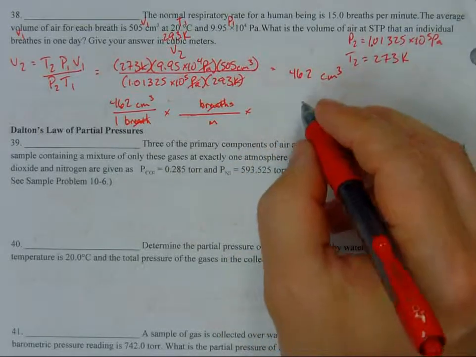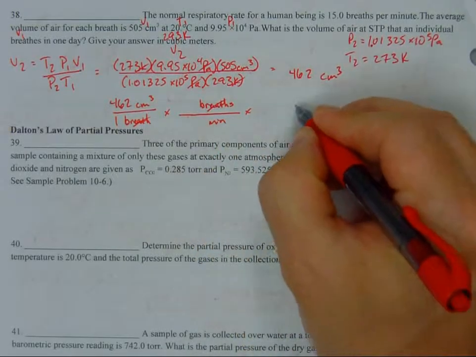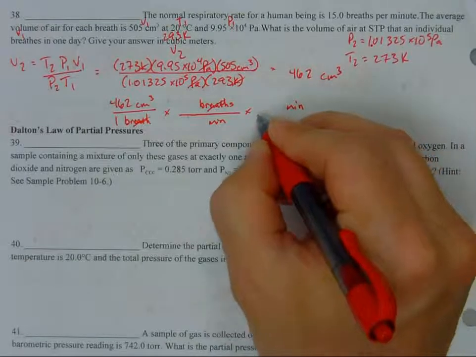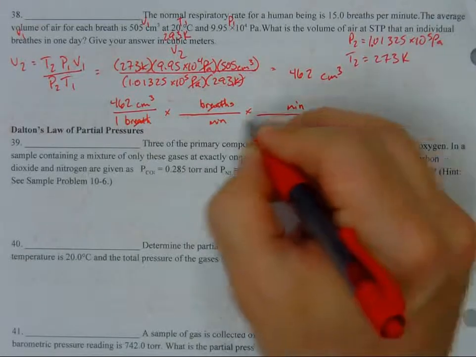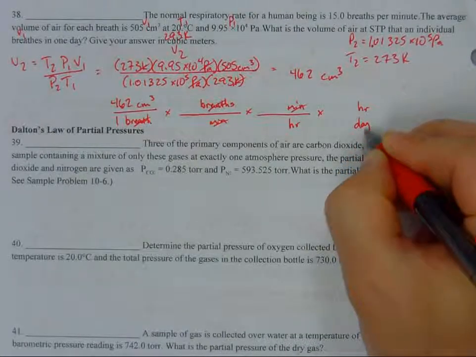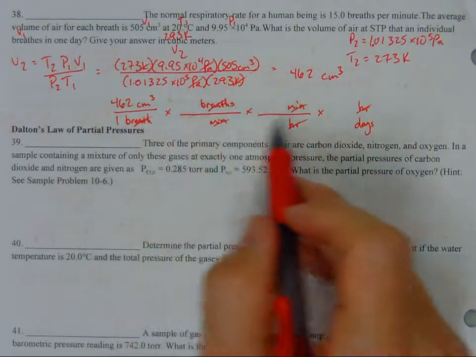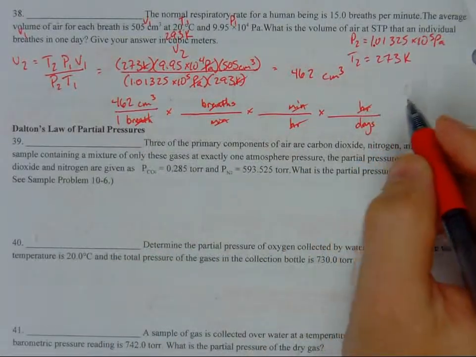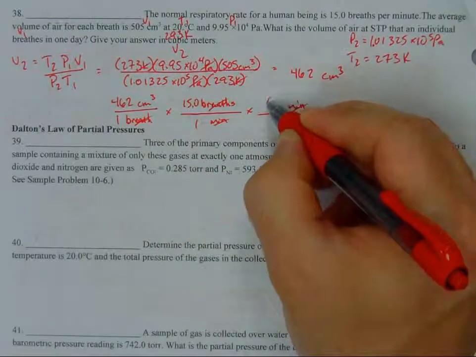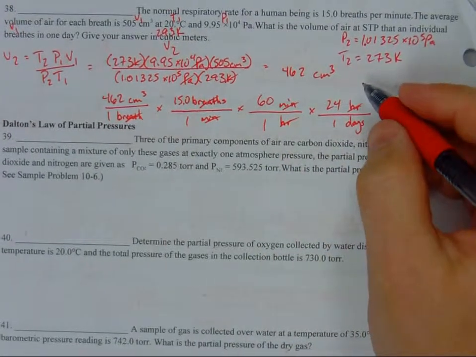We'll use another conversion factor to convert out of minutes and into hours. Use another conversion factor to convert out of hours into days. And then we'll be in volume per day. Now we get 15 breaths per 1 minute. We have 60 minutes per 1 hour. We have 24 hours per 1 day.